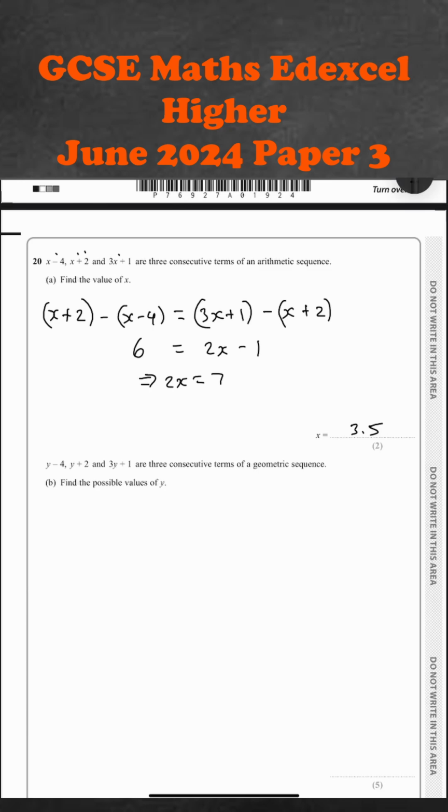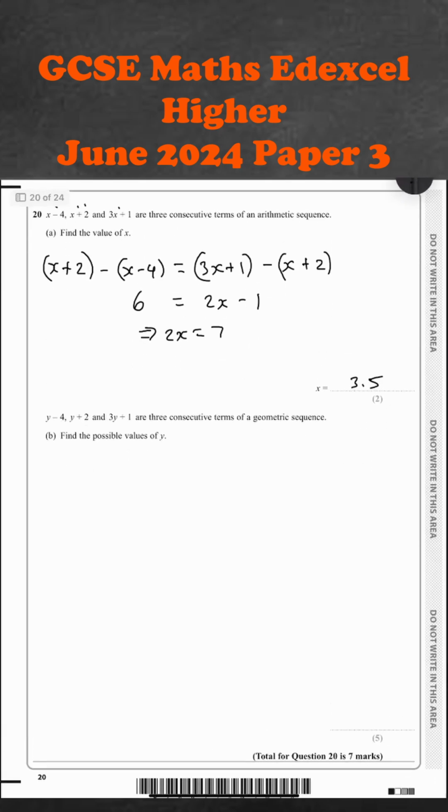y minus 2, y plus 2, and 3y plus 1 are three consecutive terms of a geometric sequence. This is going to get more complicated. Find the possible values of y. How many marks is this worth? 5. Jeez. Okay.